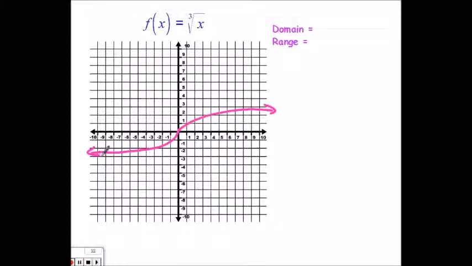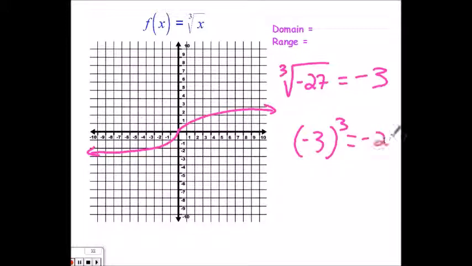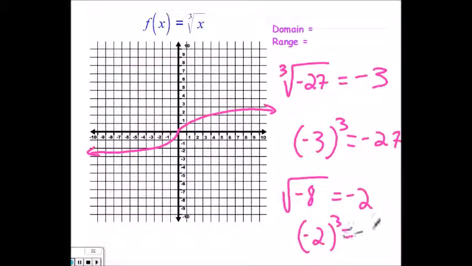Because it turns out you can take the cube root of a negative number. For example, the cube root of negative 27 is negative 3. Why? Because negative 3 cubed equals negative 27. The cube root of negative 8 equals negative 2. Why? Because negative 2 cubed is negative 8. You can take the cube root of a negative number.